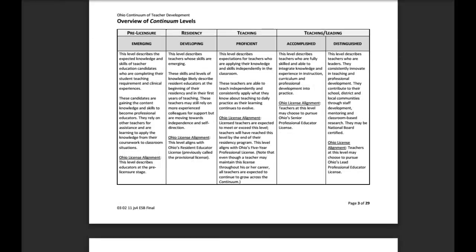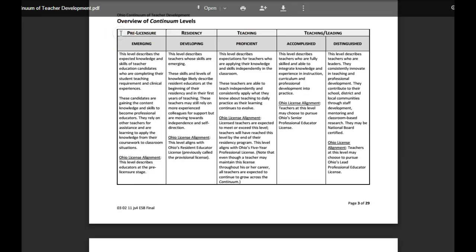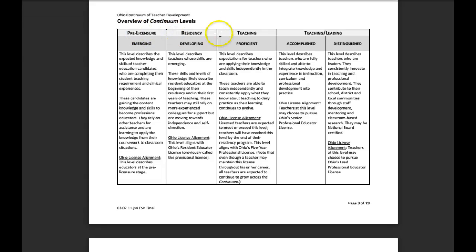Here are the different licensure levels. So pre-licensure, think student teacher. Residency is the Resident Educator Program. Teaching is a listing for teachers who are working under a professional license. Teaching leading shows 2 prospective licenses that are levels of teacher leaders.